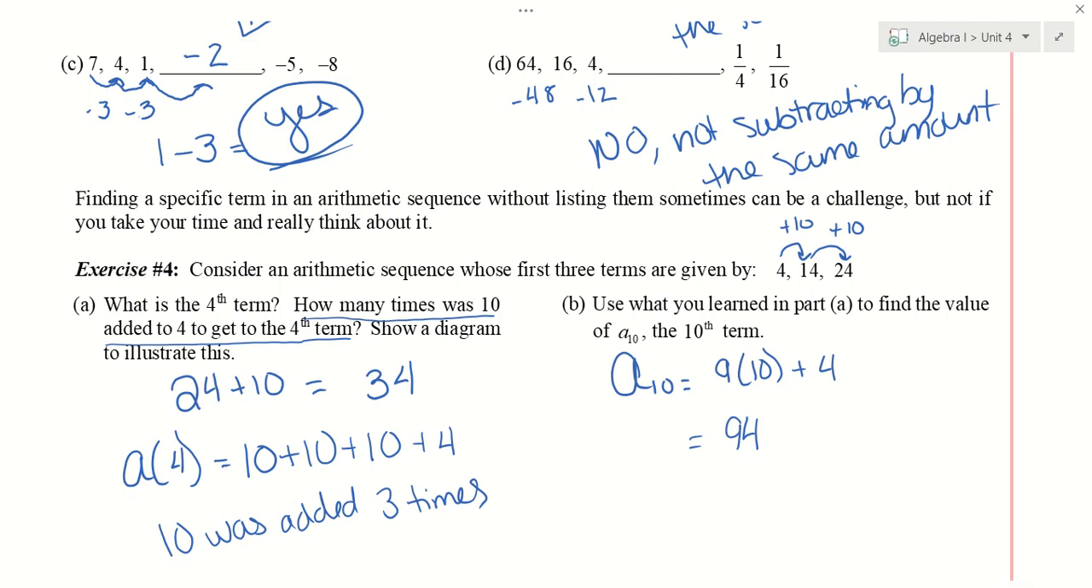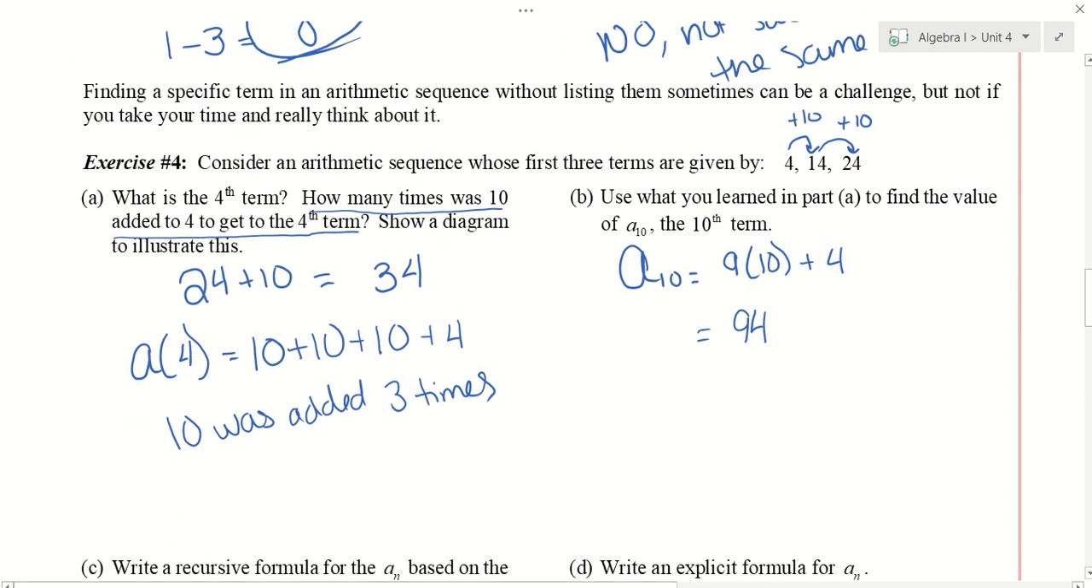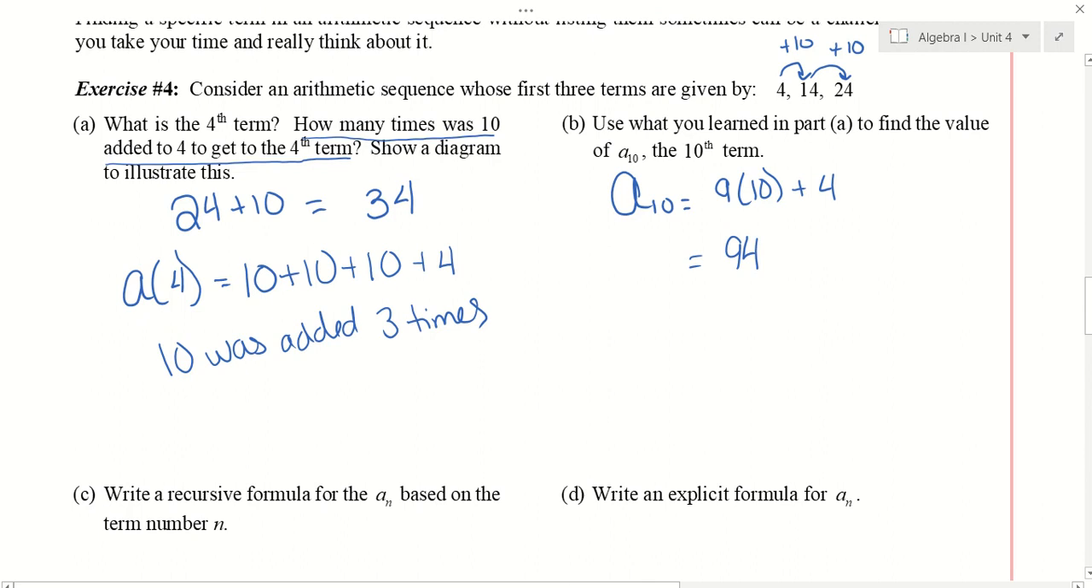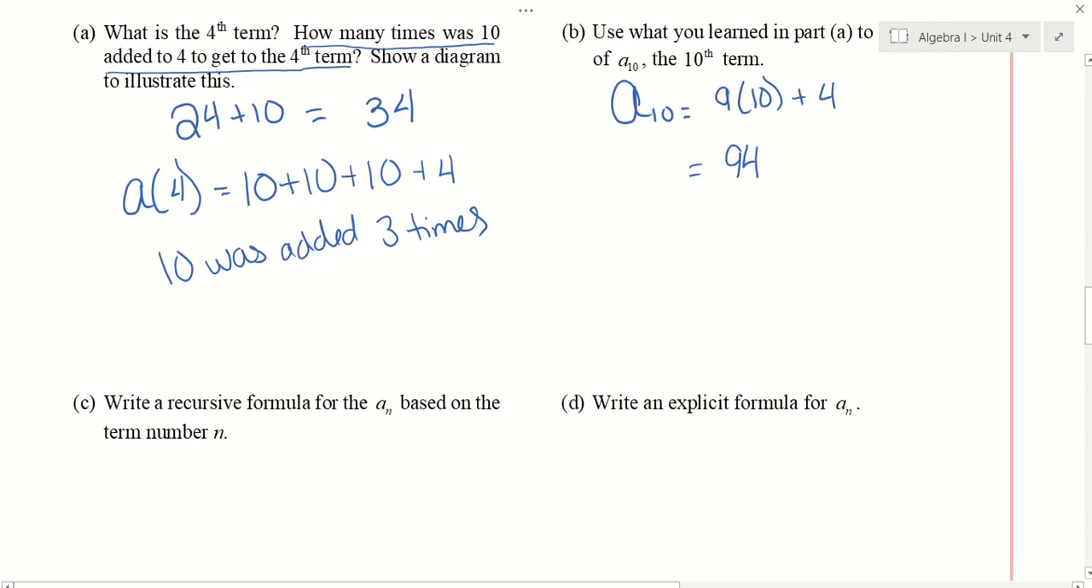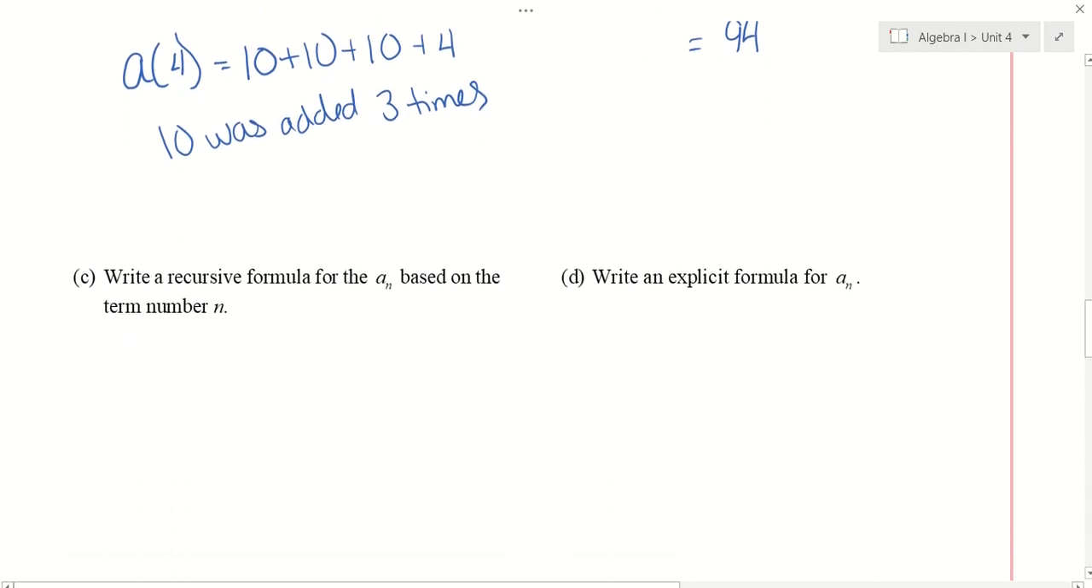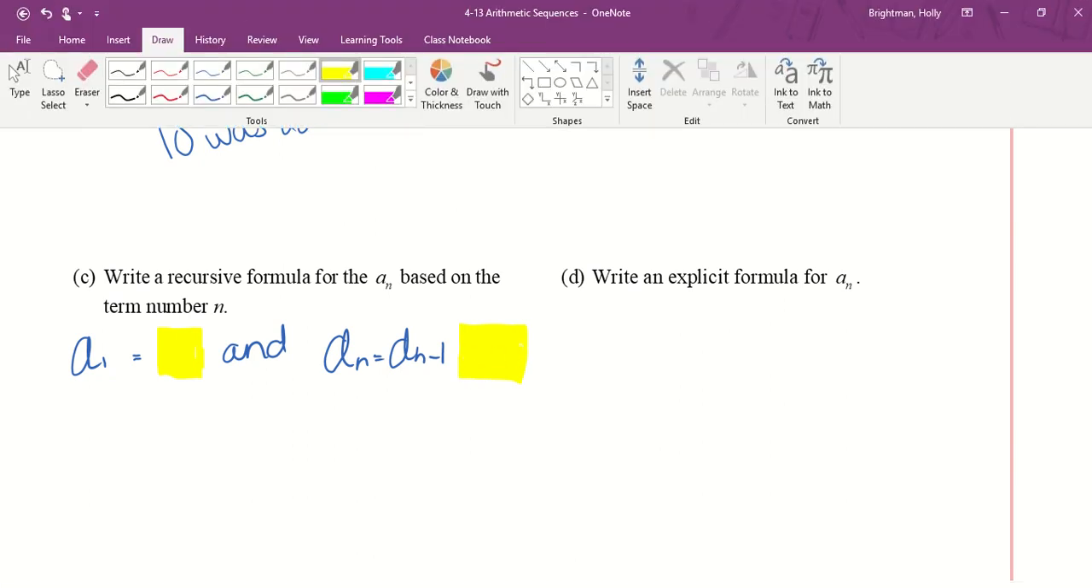This is going to help us create our formulas, our recursive formula, and our explicit formula. Recursive formula, remember, there's things that change and there's things that stay the same. The things that stay the same are a of 1 equals and a of n equals a of n minus 1. This all stays the same. What I'm looking for is what goes here and what goes here. That's the changing items. That's the stuff I'm looking for.